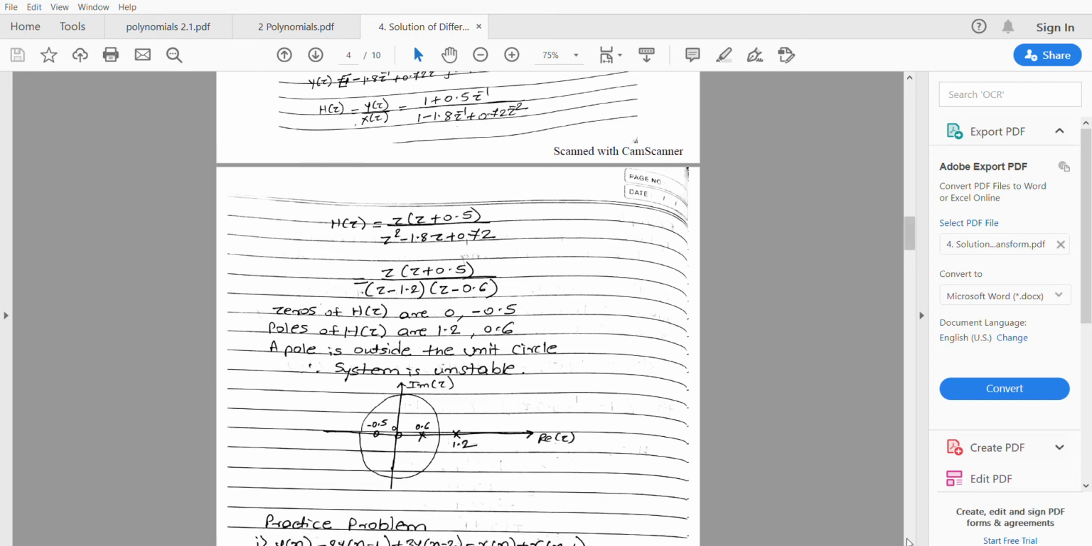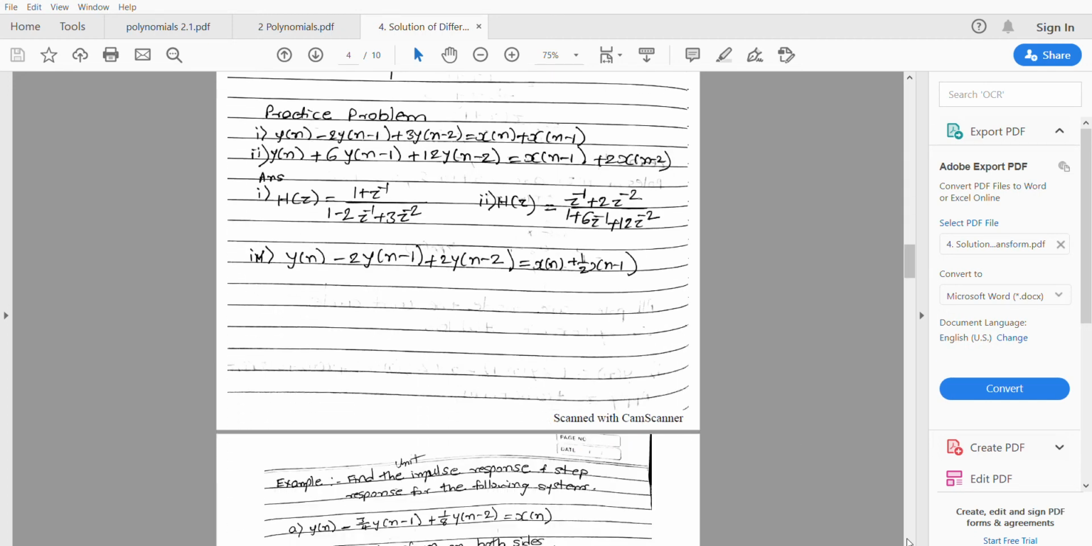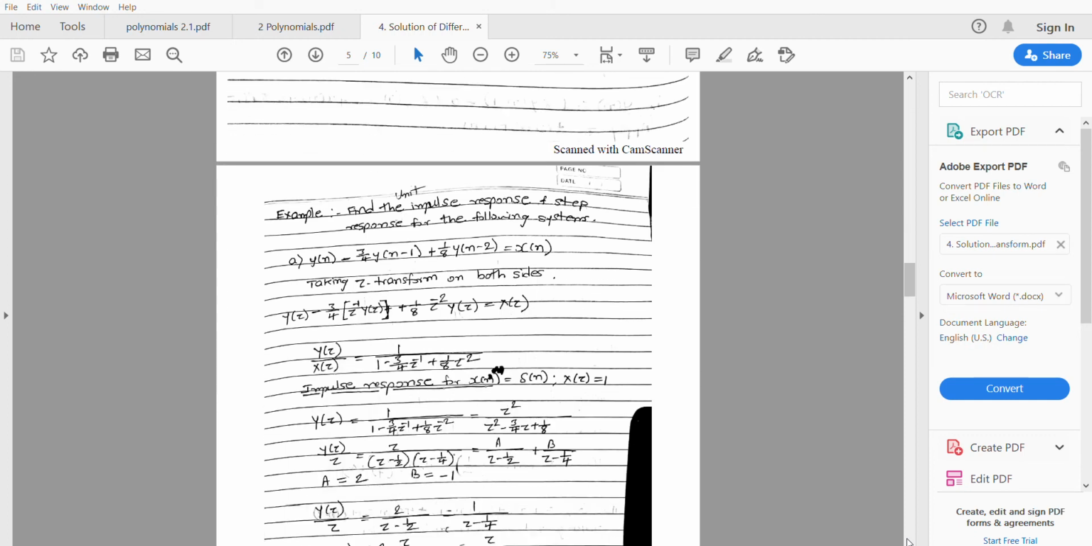Okay, so some practice problems are given, so try to solve these problems similar to the previous one.